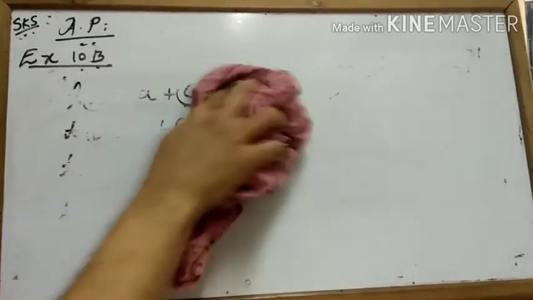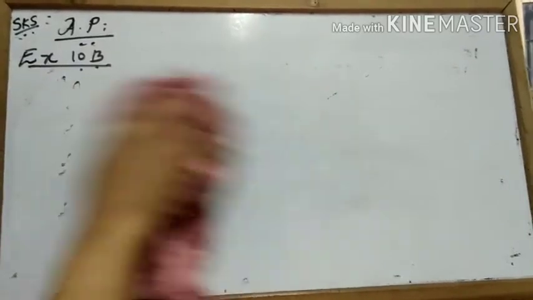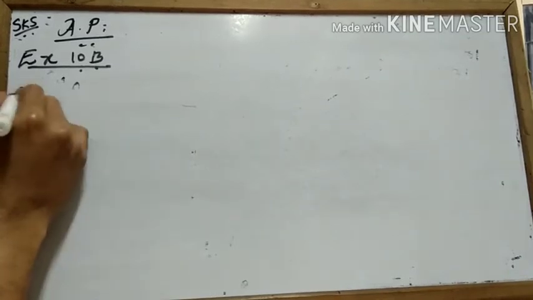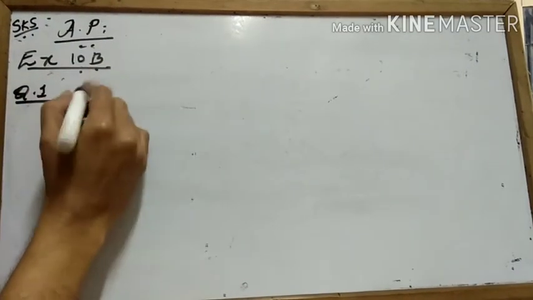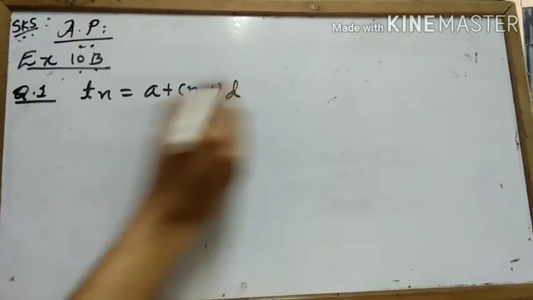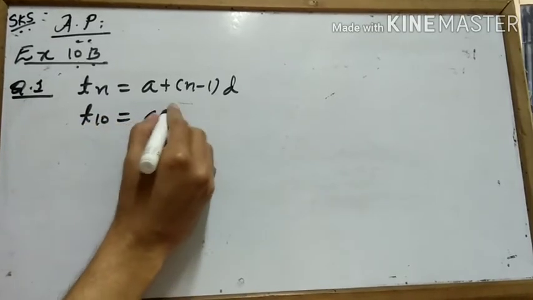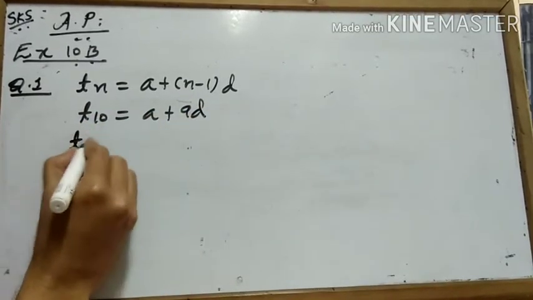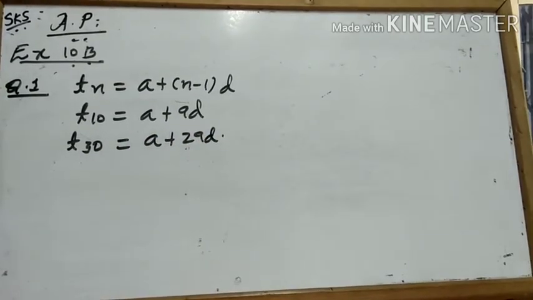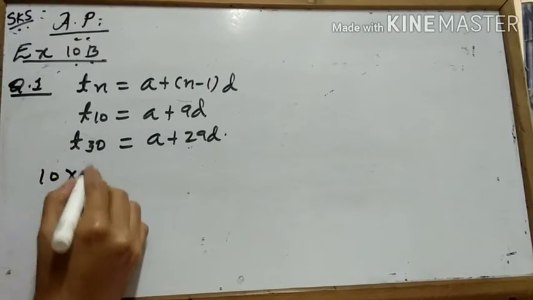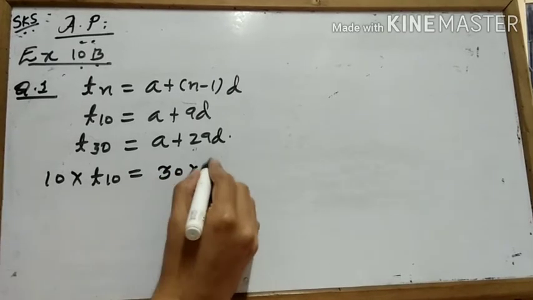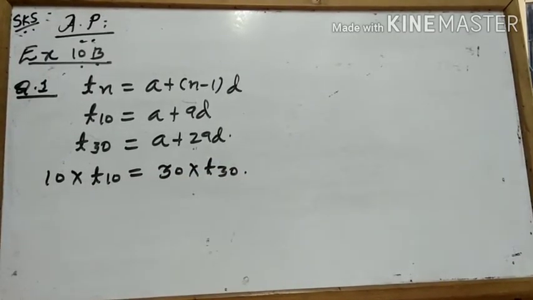We have the first question: 10 times the 10th term of an AP is equal to 30 times the 30th term of the AP. Find out its 40th term. Oh my god, what to do? Okay, whenever you start, start with n. Tn is equal to a plus n minus 1 d. We are going to talk about the 10th term, so it will be equal to a plus 9d. We are going to talk about the 30th term as a given condition, so a plus 29d. Now they have given us 10 times the 10th term, that is 10 into T10, equals 30 times the 30th term. This is given to us.